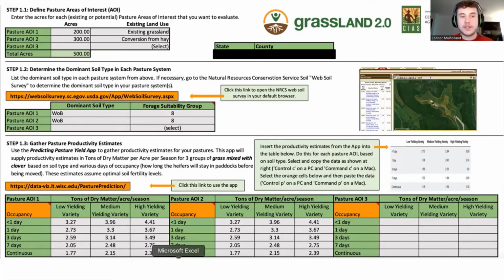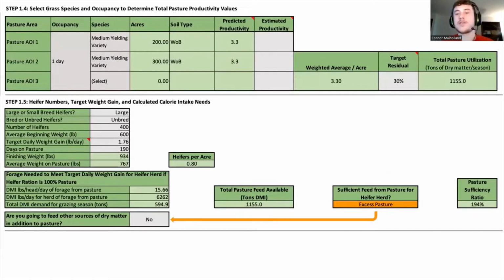So in this case, we did do step 1.3. We found those two tables of productivity, and then we use them to find out actually the utilization of the pasture. Utilization is different than growth because not everything that is grown will get eaten by the animals. Kind of silly to think so. But if you did step 1.3, you would select your occupancy period and the type of species that goes along with each area of interest. And then in the predictive productivity column, we compute basically your productivity per acre per season in tons of dry matter.